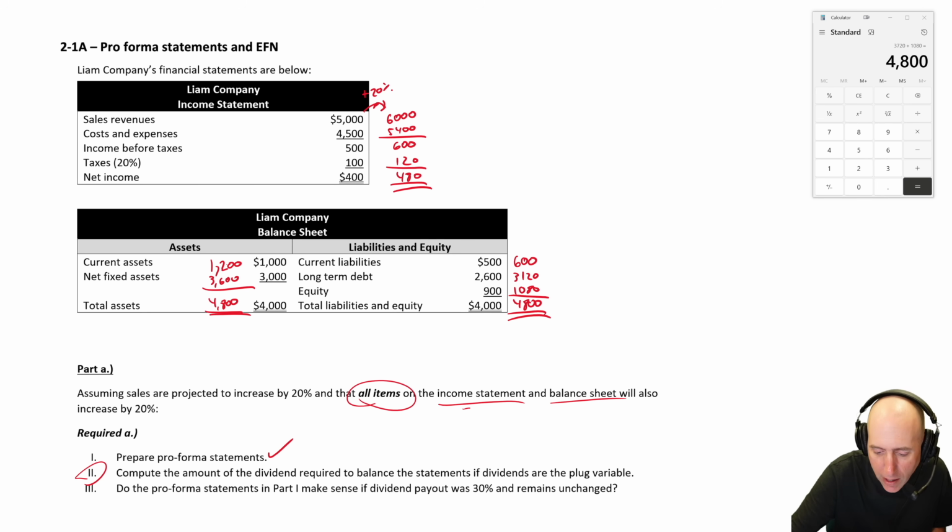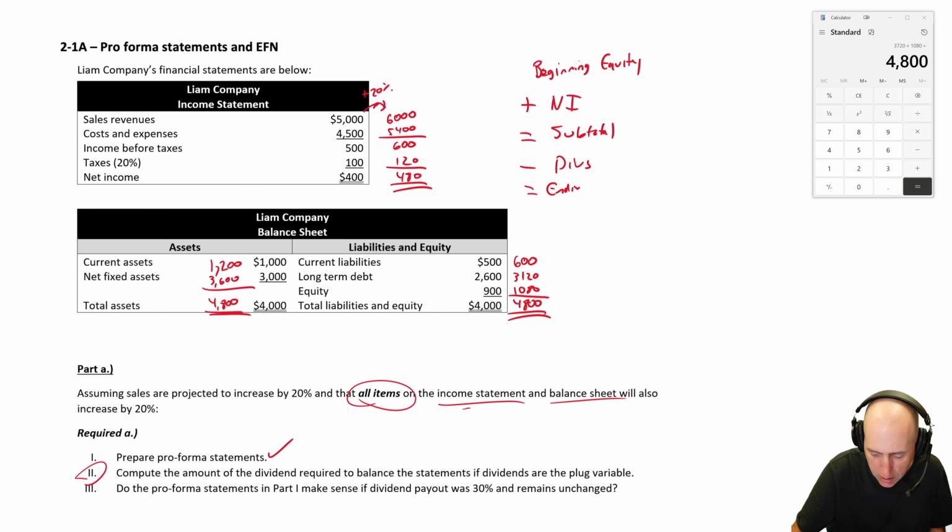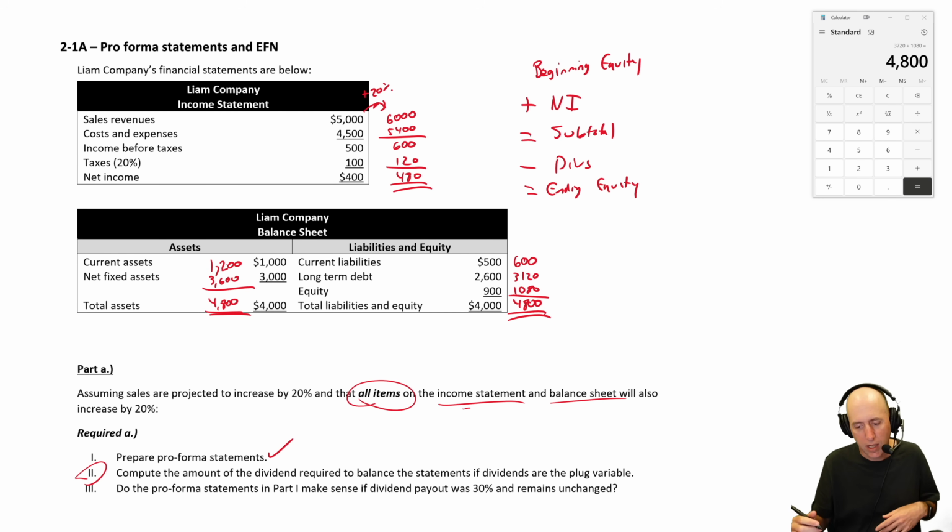So let's think about how equity works. And this is something you need to know. Our beginning equity plus net income, I'm going to say equals just a subtotal, minus dividends. Now, I don't need the subtotal. It's just going to help me discuss this. Equals our ending equity.